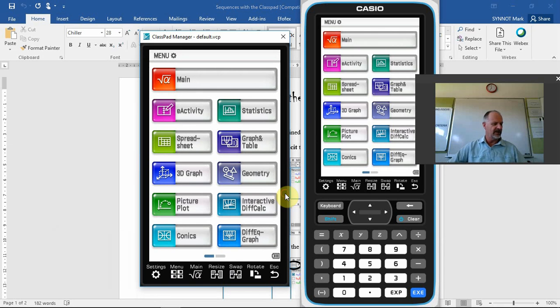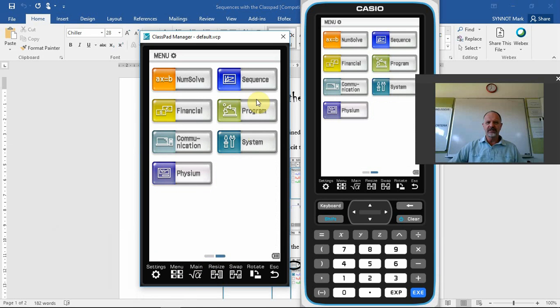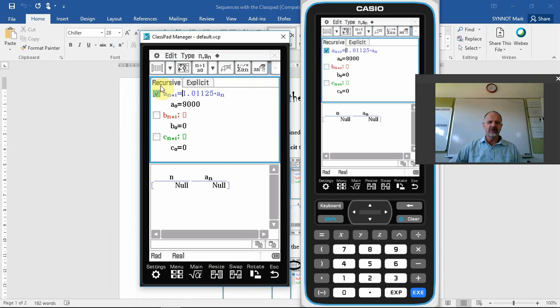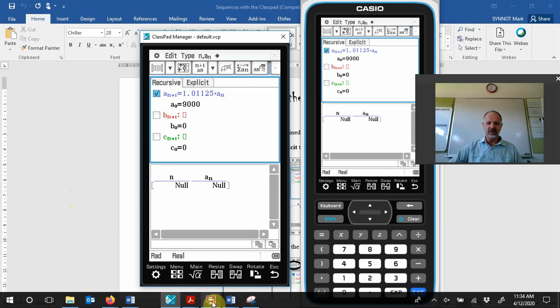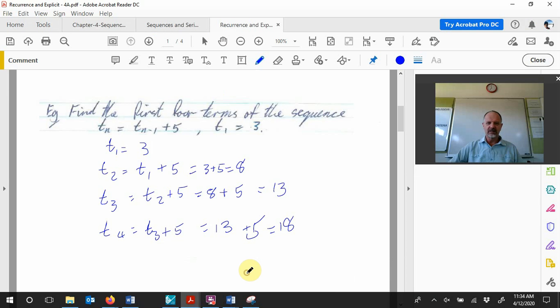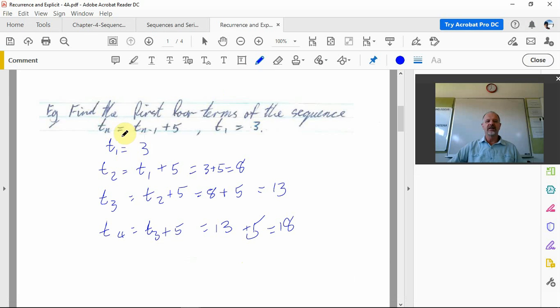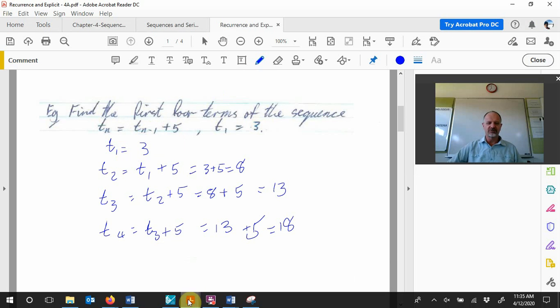But what we're doing is using our calculator. So here we are on the calculator, and here's our menu. On the second page of the menu over here, you see it says sequence. Click on that. Recursive, explicit. So we're on the recursive. As I said, it uses the n+1 and the n0. For this particular example that we were looking at, term n is the term before plus 5, and we're starting at 3.